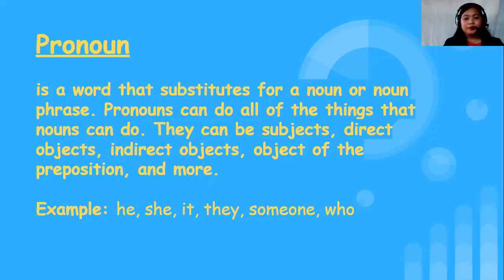So for example, he and she are substitutes for a person. He is for a boy and she is for a girl. It is a substitute for a thing. They is also a substitute for a person. Someone is also for a person. And who is also for a person. So a pronoun is a substitute for a noun.